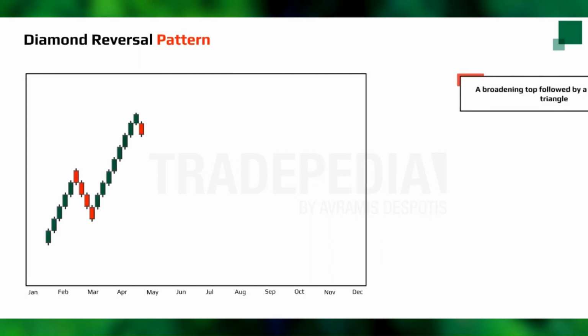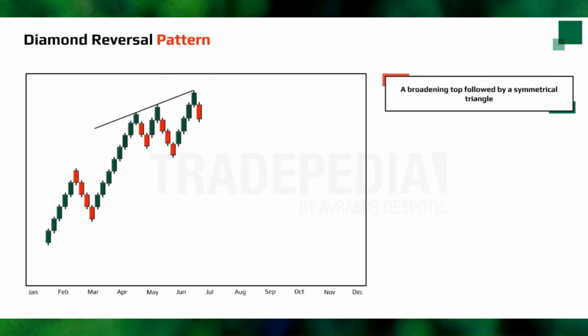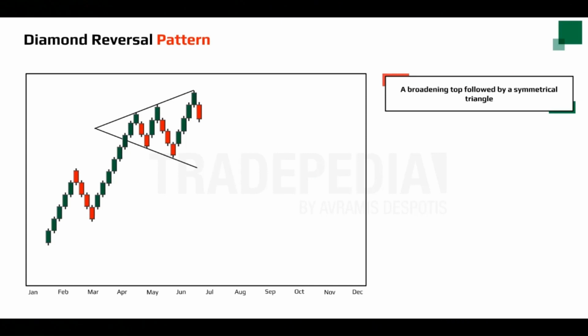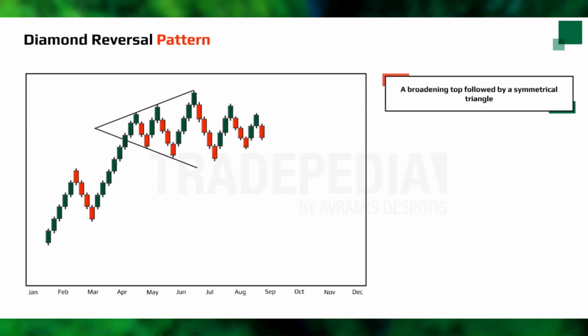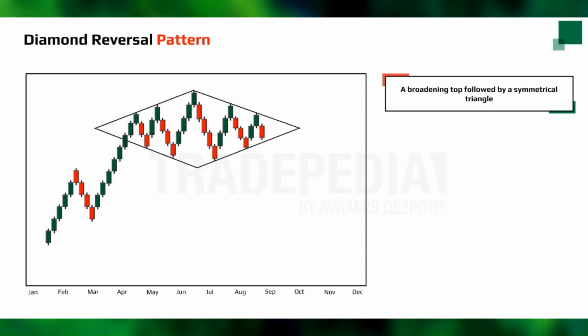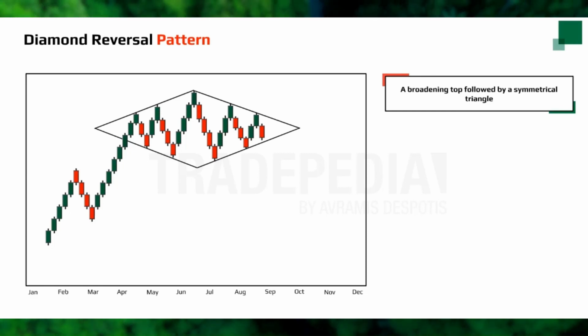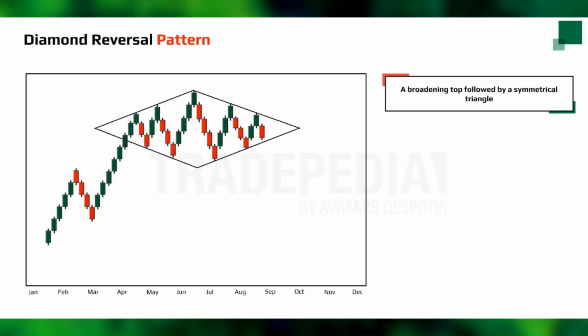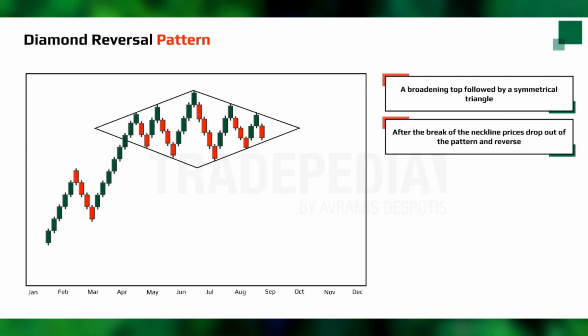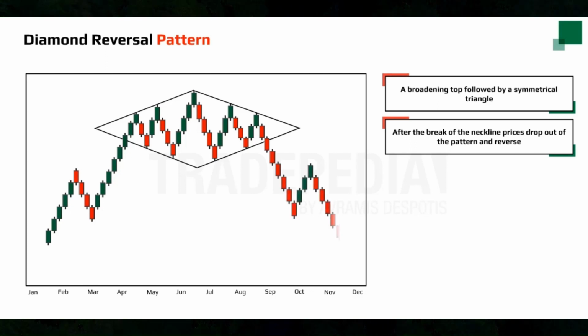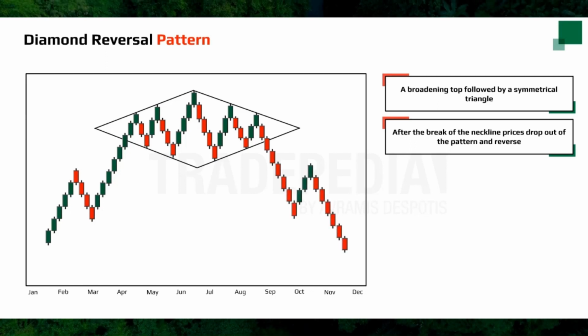Another reversal pattern is the diamond reversal. Think of a diamond as back-to-back symmetrical triangles, a broadening top followed by a symmetrical triangle, or a complex head and shoulders top. As prices climb, they form higher peaks and lower troughs until the process reverses and the range narrows. Do not expect your diamond to be always perfectly symmetrical or diamond-shaped. The break of the neckline is key. Eventually, prices drop out of the pattern in a downward breakout.